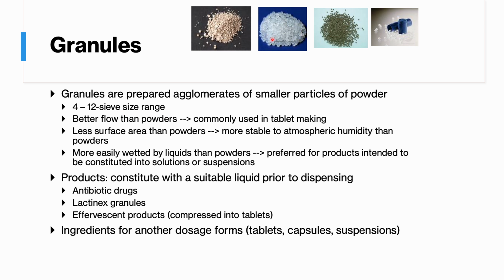With such a large size, the flow property of granules is better than powder. Usually the granule is commonly used in tablet making. That means granules will continue to be used for compression into tablets. Due to the large size, the surface area is smaller than powder. Because the surface area is smaller, there is less chance of exposure to the environment, like moisture or air. So granules are more stable to atmospheric humidity than powder.